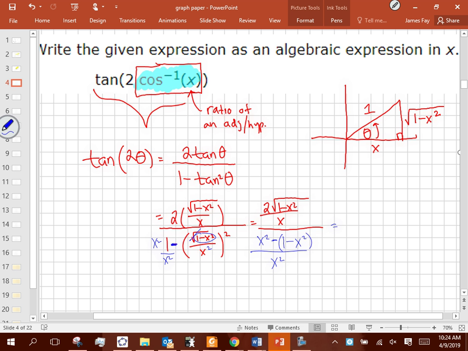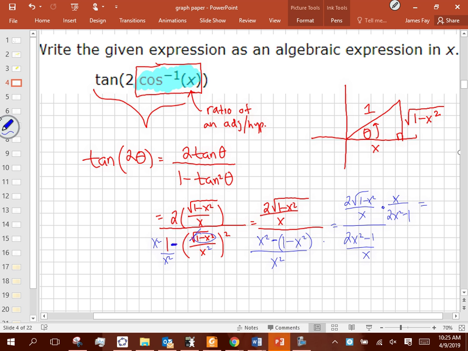So I should do that. So then it's x squared minus 1 minus a negative x squared, so that becomes 2x squared, right? So I've got 2x squared minus 1 over x. And then up top, I got 2 root 1 minus x squared over x. We should be able to multiply by reciprocals, right? And I get x over 2x squared minus 1.